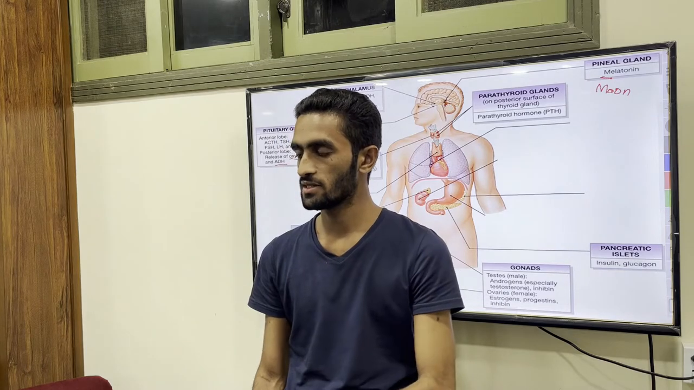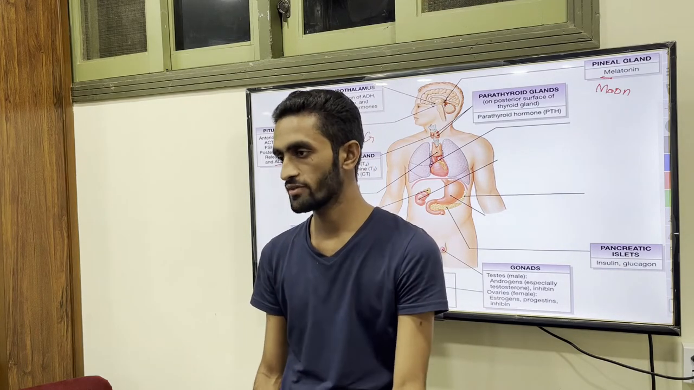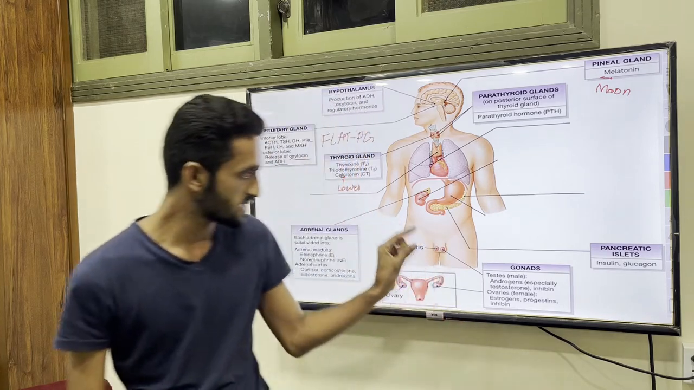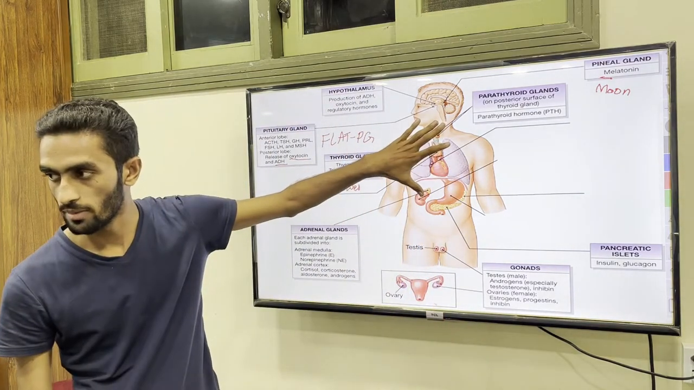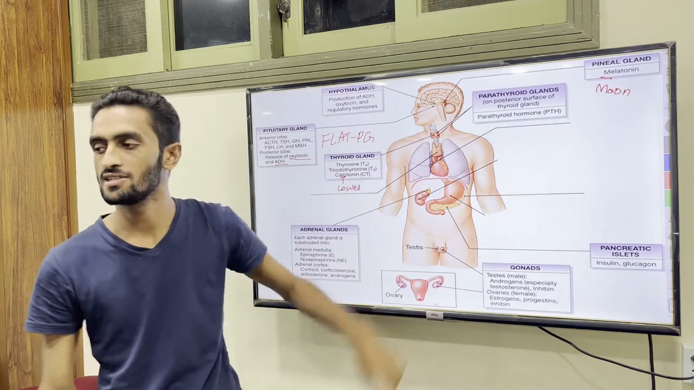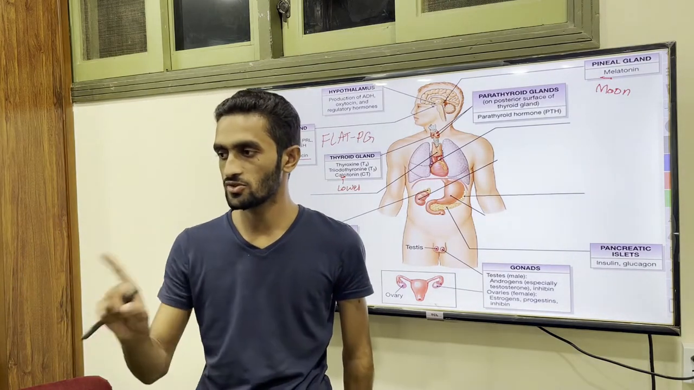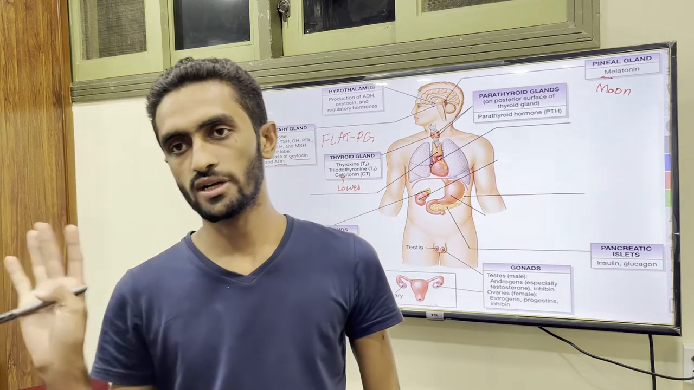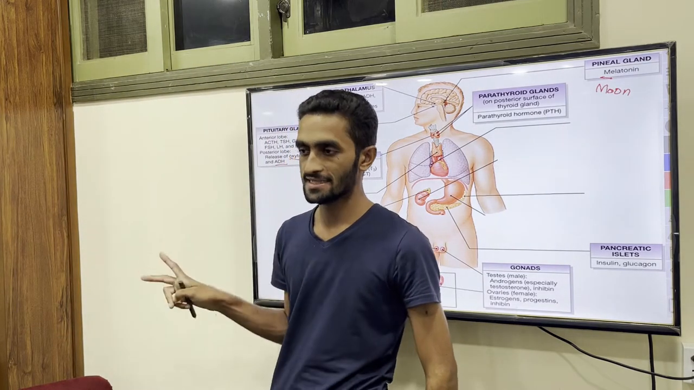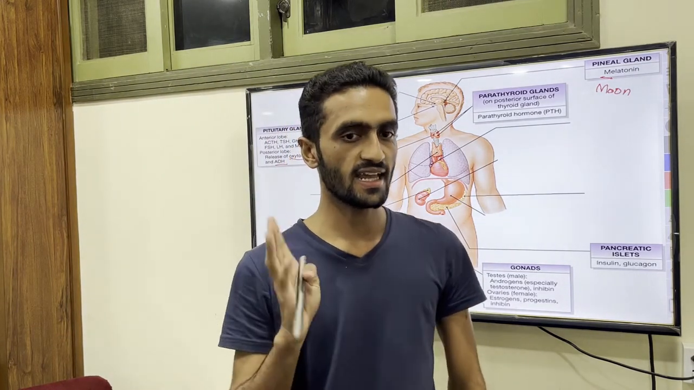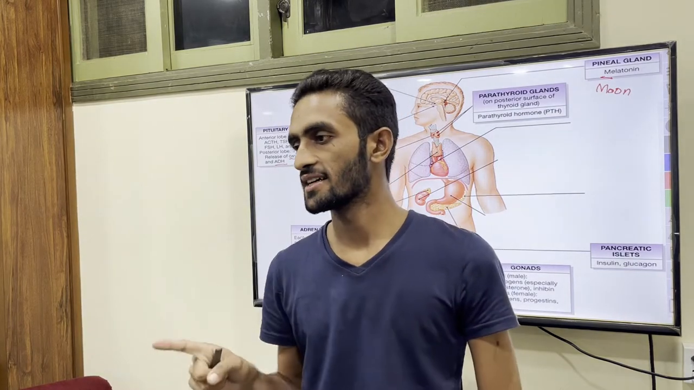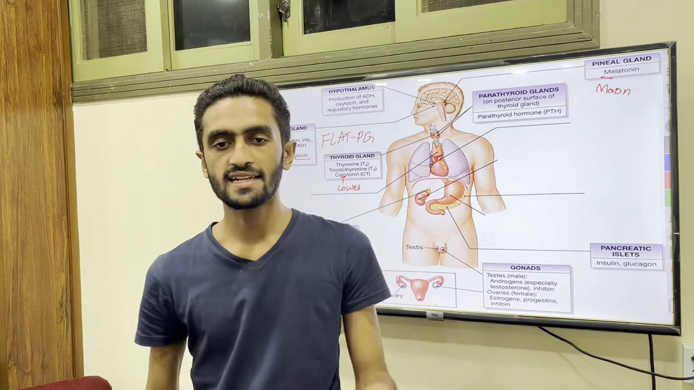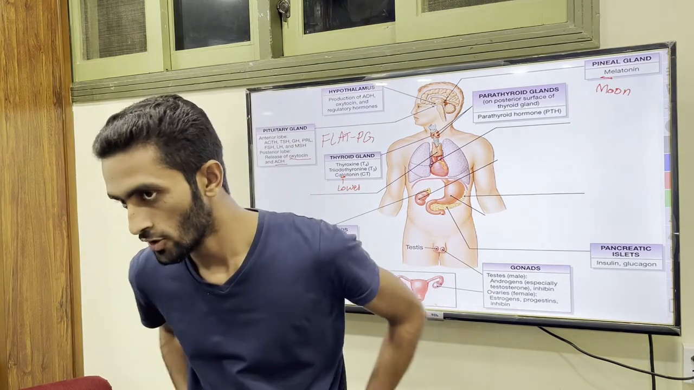So diabetes type 1 and type 2 are associated with your insulin. Only 1% of the whole body is your insulin, which controls your glucose mechanism. So actually there are four cells: alpha cell, beta cell, delta cell, and the F cell. Alpha cell secretes the glucagon, beta cell secretes the insulin, and the delta cell secretes somatostatin.